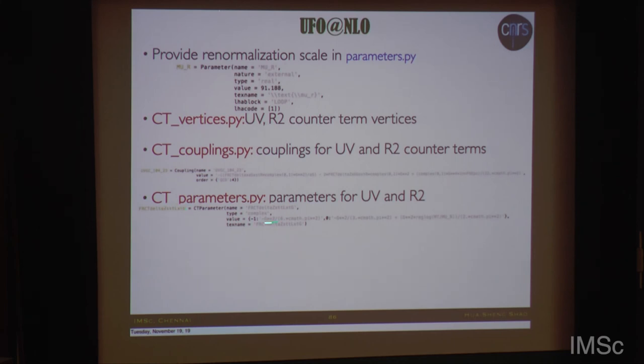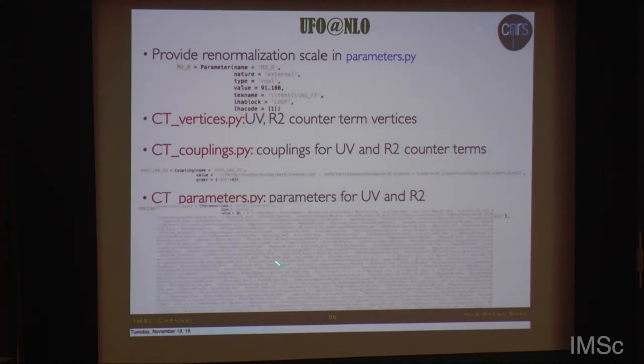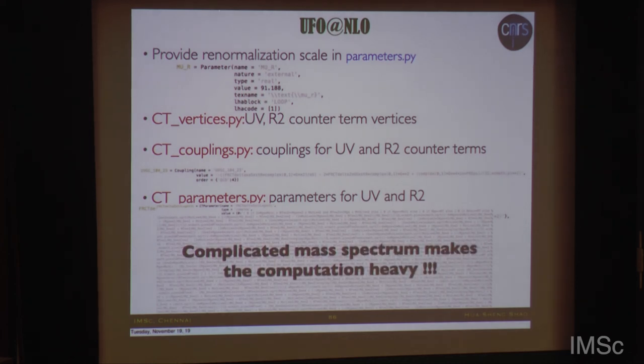CT parameters, also one line, right, for QCD. This value is -1, the coefficient of 1 over epsilon, and 0 is the finite piece. If you're looking at the BSM of supersymmetry, you will see that it's extremely lengthy. So that's why a complicated mass spectrum, particle spectrum makes computation very heavy, so you don't want to do it yourself, right? You ask the computer to do this.